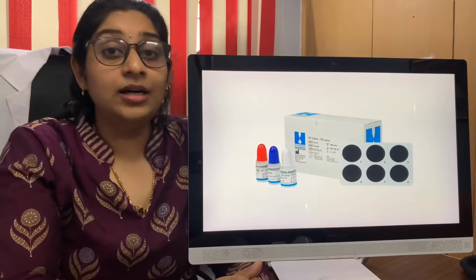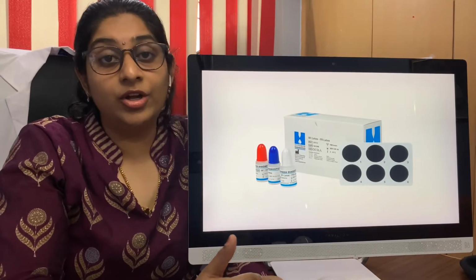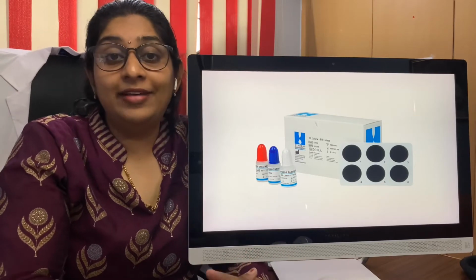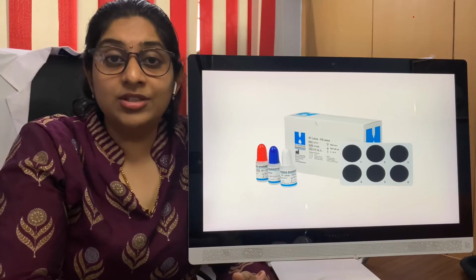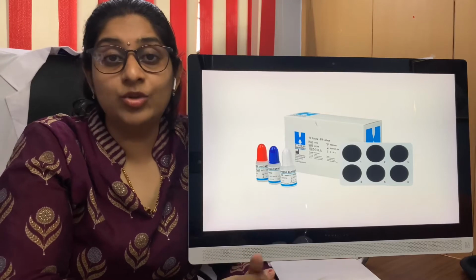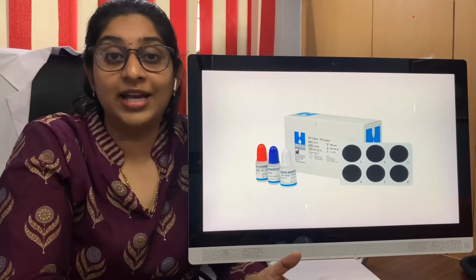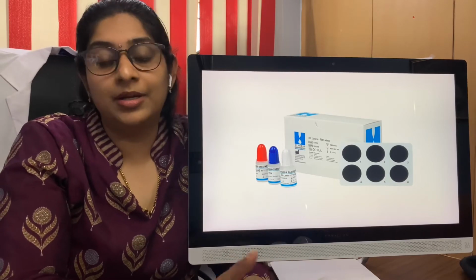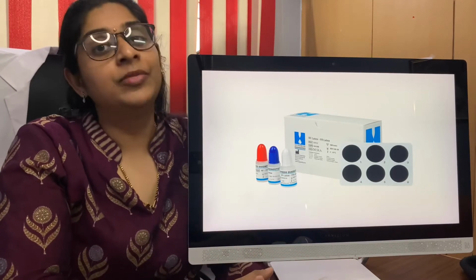Next is rheumatoid arthritis, where you have to rule out the RA factor. For that you have a rapid test available, in which you get the RA reagent along with a card, and you have to see how much titer is there and whether it is positive or negative. You have to give the report in 20 minutes. So this is also available in the market.